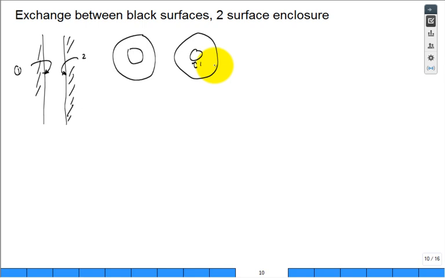So this is surface 1. That's surface 2. I'm interested in calculating Q, the net transfer from 1 to 2, but also there's going to be some flow back and forth. So you have to say, well, this is what leaves 1 and goes to 2, and if it hits it, because 2 is black, it's absorbed. And then I have to subtract off the amount that's leaving 2, going back to 1 and hitting, and then is absorbed. That would be the net exchange.